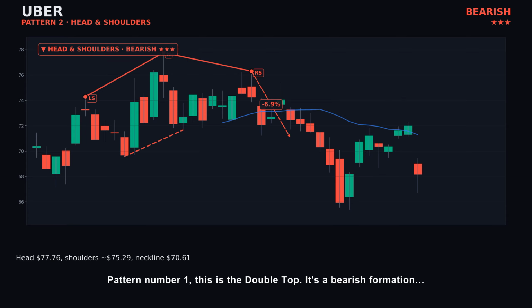Pattern number 2, this is the head and shoulders. It's a bearish formation with 3 out of 3 strength. Head $77.76, shoulders $70.29, neckline $70.1. You can see on the chart exactly where the key swings line up. That's what confirms the structure, not just my word for it. The textbook measured move projection is 6.9%. That's the typical decline once the pattern fully completes. It's a guide, not a guarantee. So we still need our SL in place.